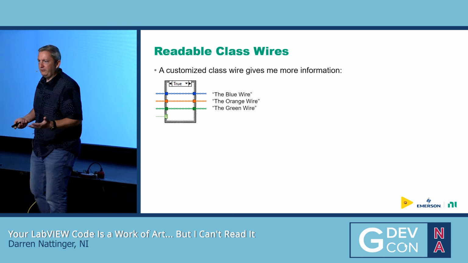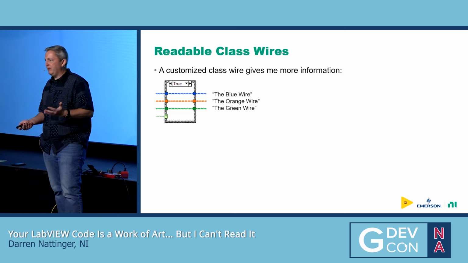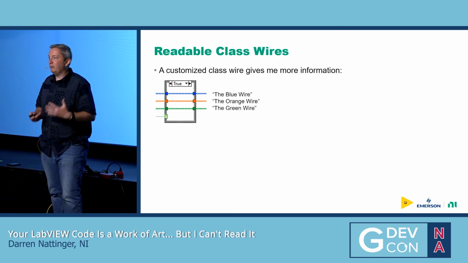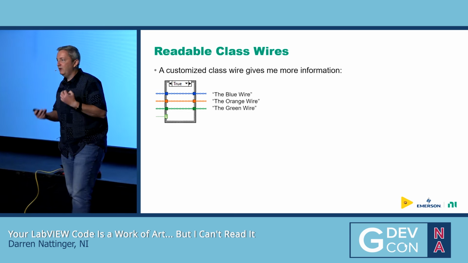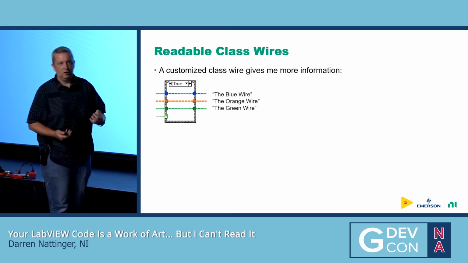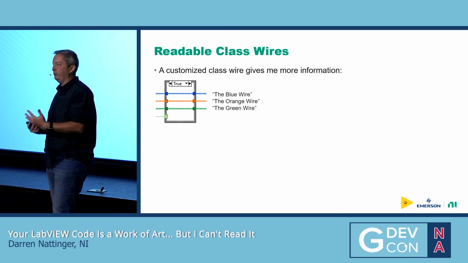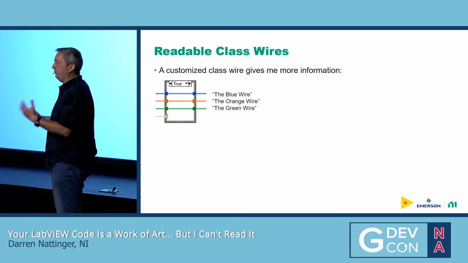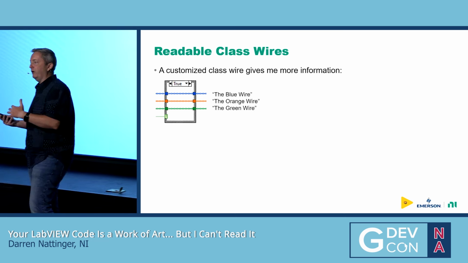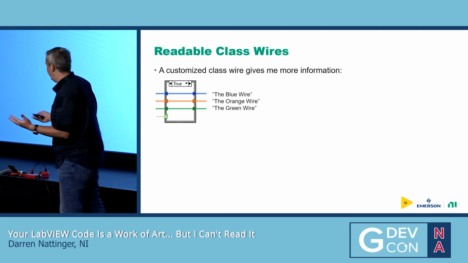How do I know which one of the packet parsers is being used in the code? Oh, that's the orange wire. Like, when you've got these identifiable wire colors that you've set as the author of your classes, it's really going to improve the readability and the communication with your team to be able to very quickly identify what's going on with certain classes on your block diagram.